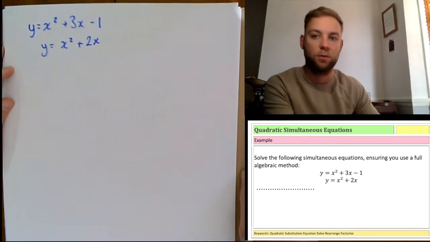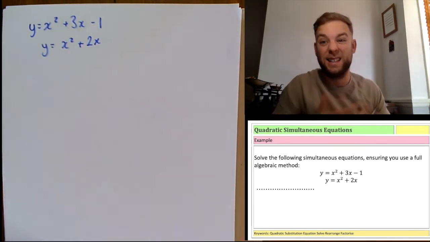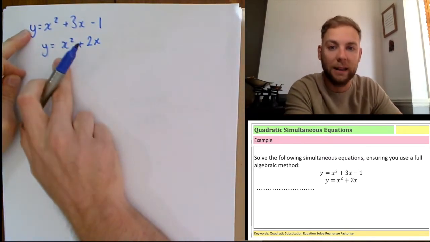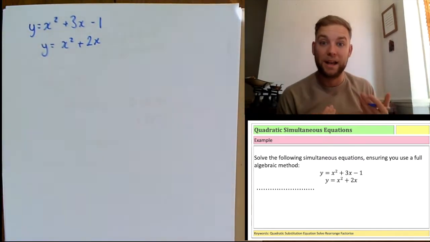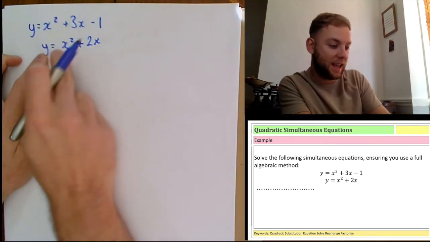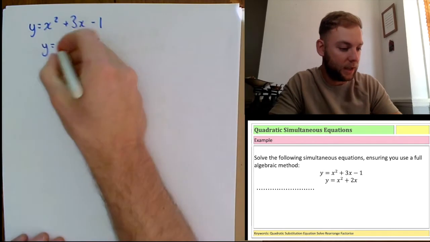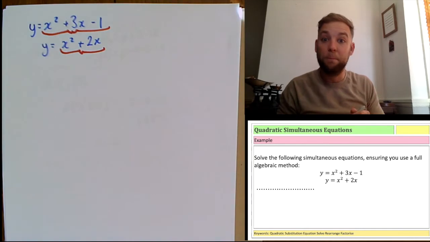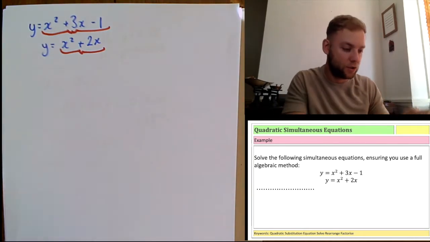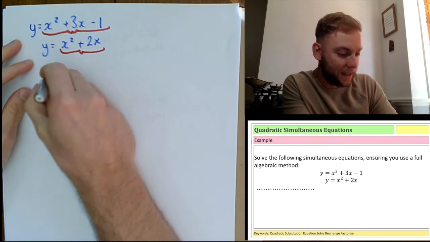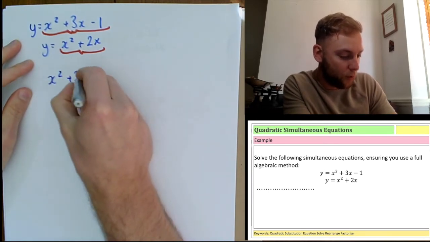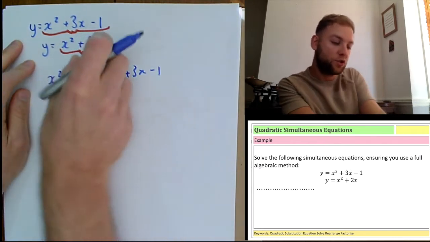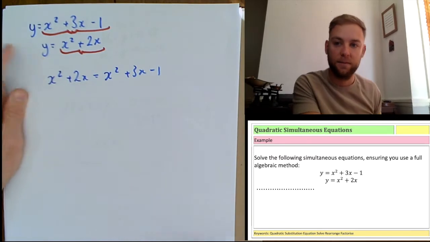Now the reason I've picked this one is because it's a relatively easy one. The first thing I notice is that these are both equal to y. So because these are both equal to y, I can make them equal to each other. This here is equal to y, and this here is equal to y, which means that both of these things must be equal. So we can say that x squared plus 2x is equal to x squared plus 3x minus 1. So we're substituting this part into here, okay?